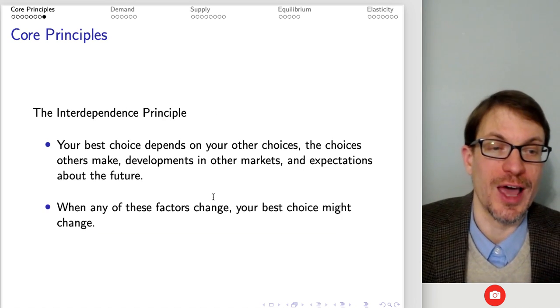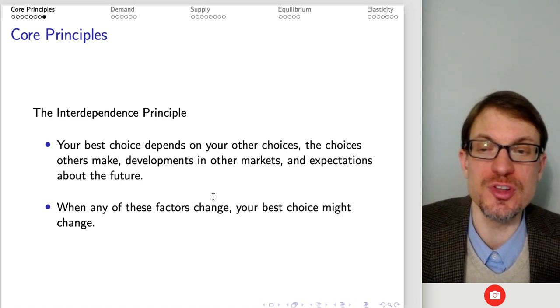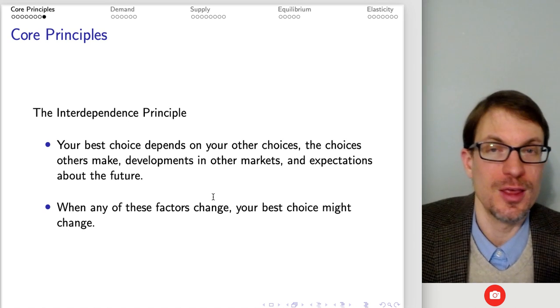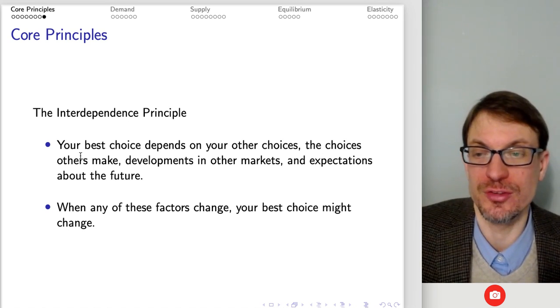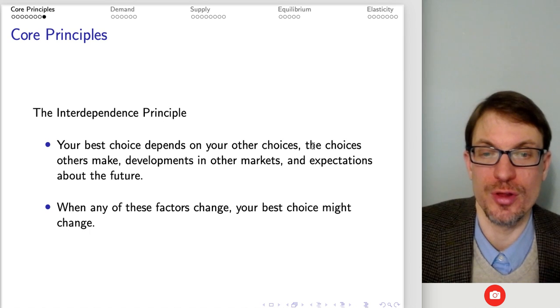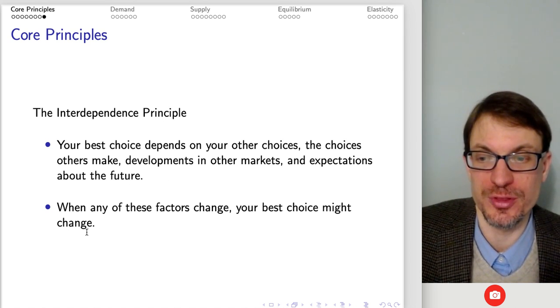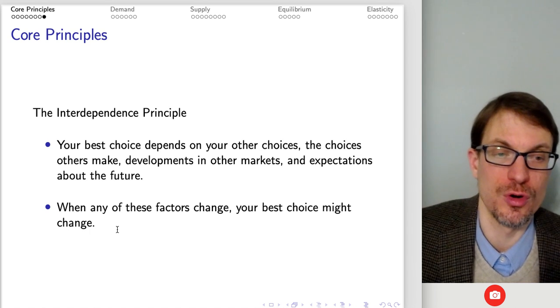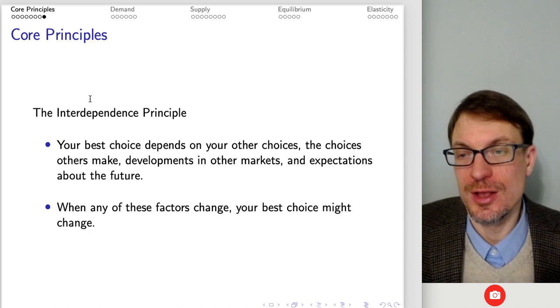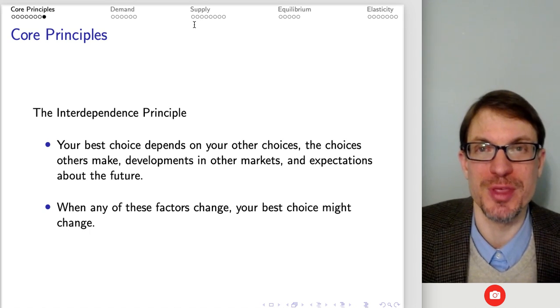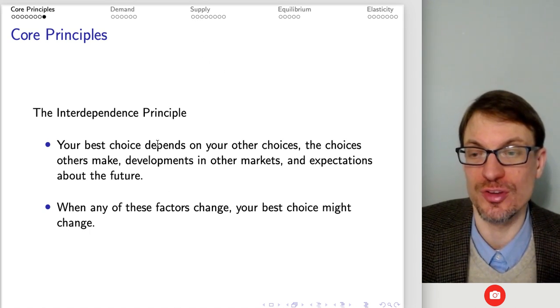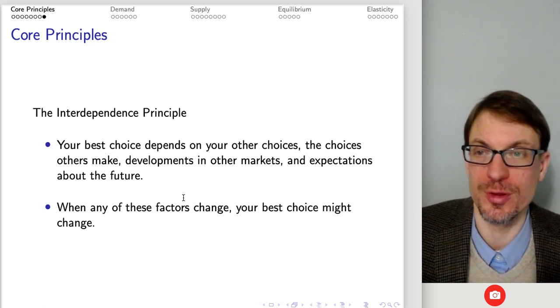All right, and then the last one is the interdependence principle. This is basically the realization that choices are dependent on a lot of other things and affect a lot of other things. So your best choice depends on your other choices, choices made by others, developments in other markets, and expectations about the future. And if any of these change, your own best choice will change. We use the interdependence principle, especially when we're talking about demand and supply, when something other than the price of the good changes. That's where we invoke the interdependence principle.